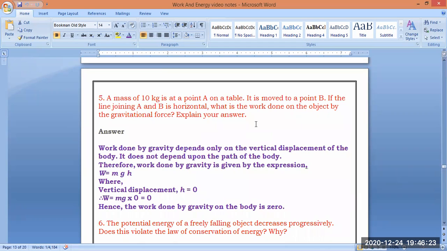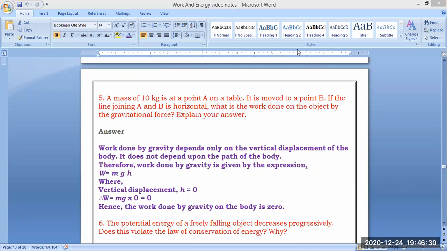A mass of 10 kg at a point A on a table is moved to a point B. So there is a table and an object having a mass of 10 kg. It is moved to a point B, if the line joining A and B is horizontal.